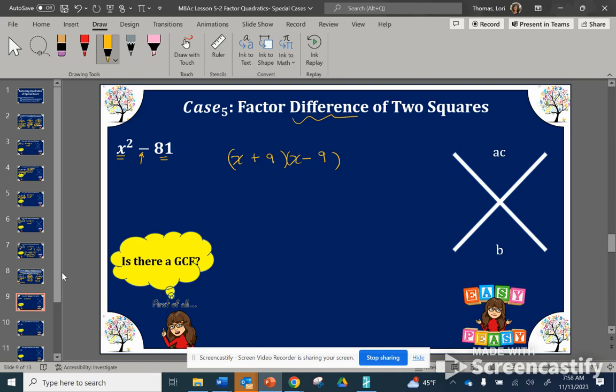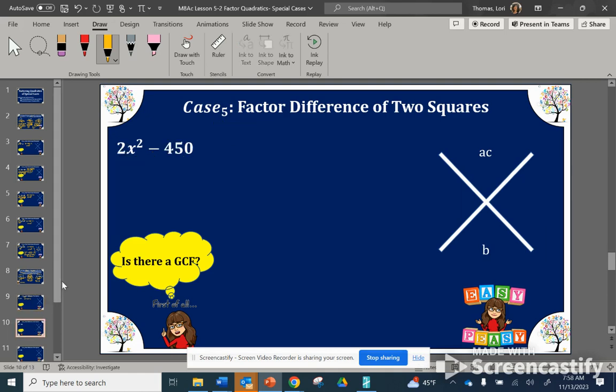Again, if you did not recognize that this is an easy quadratic to factor, that it's the difference of two squares, we can always go back to grouping and using the big X to find our factors. Okay, here's our next example. I see that our A value is not 1, so I know that they're both even numbers, so there is a GCF.